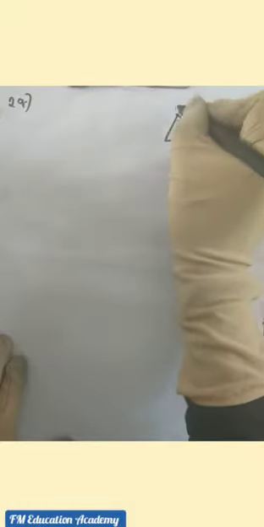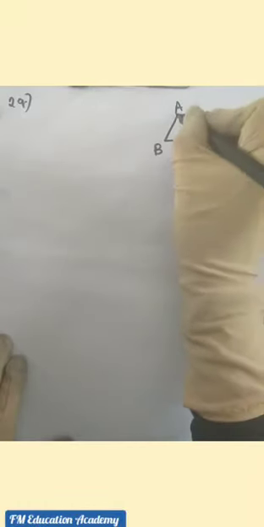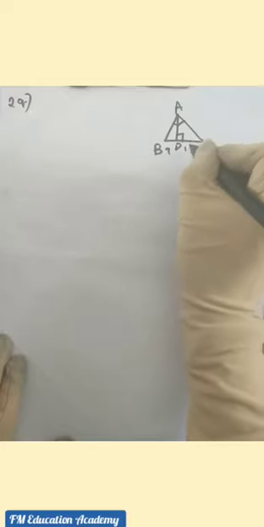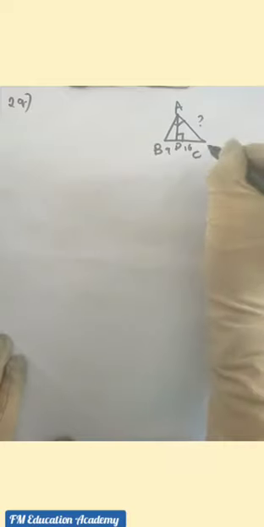We have a theorem. Remember, whenever AD is perpendicular to BC, AD square is equal to BD into CD. That is our theorem. 29th question. This is our triangle ABC. This is the perpendicular AD. This is also 90 degrees. This is given as 9. This is given as 16. And we have to find out AC.